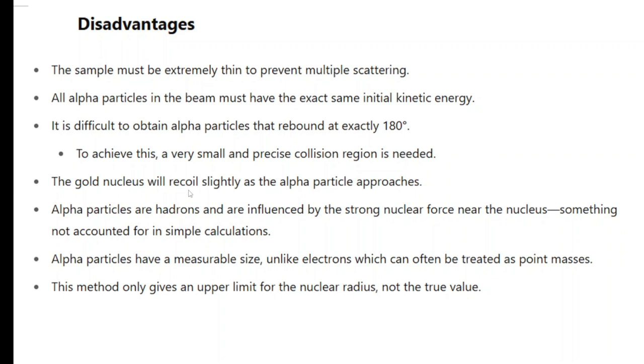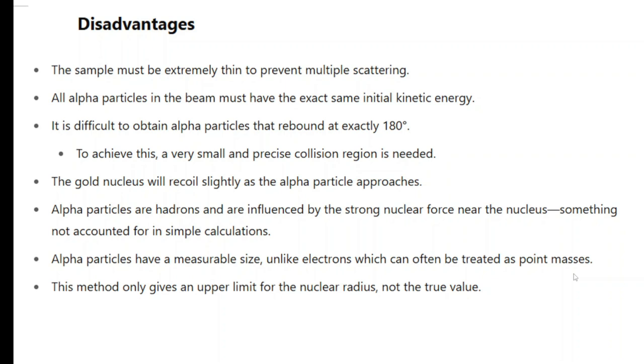The gold nucleus will recoil slightly as the alpha particle approaches, which we tend to ignore in this calculation. Alpha particles are hadrons and are influenced by the strong nuclear force near the nucleus, which we did not really consider in the previous calculations. Also, alpha particles have a measurable size, unlike electrons, which can often be treated as point masses. So in another experiment where we use electron diffraction methods, electrons are relatively small compared to the alpha particles, so that gives you a more accurate value.